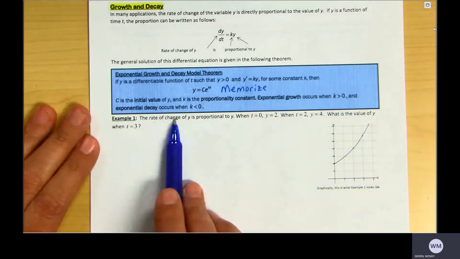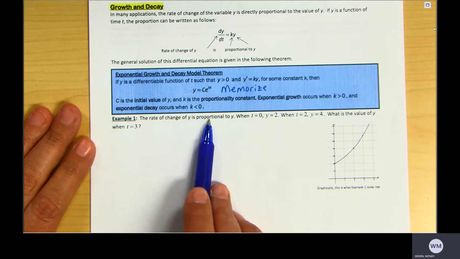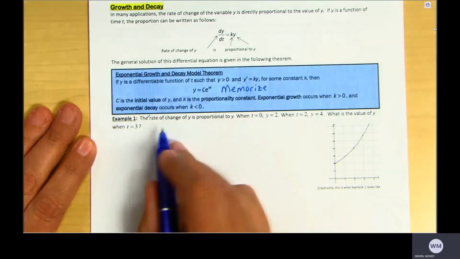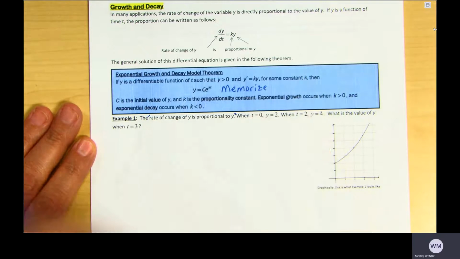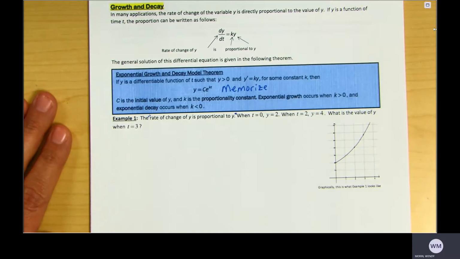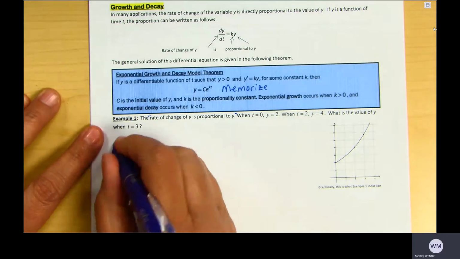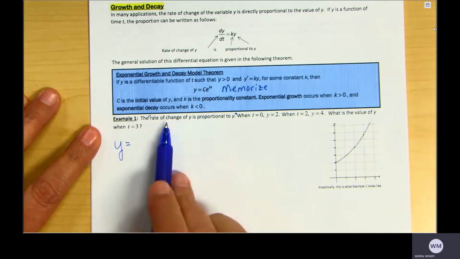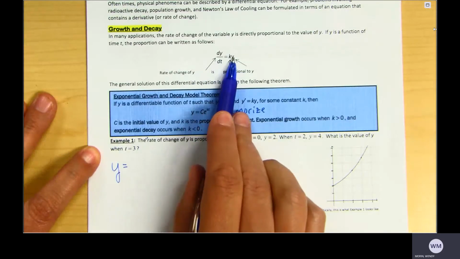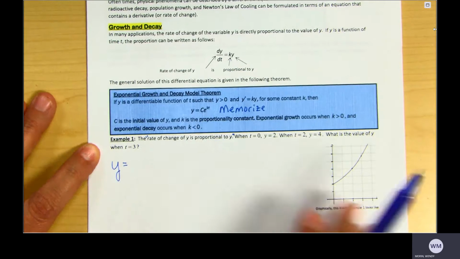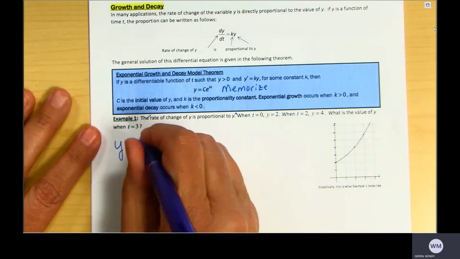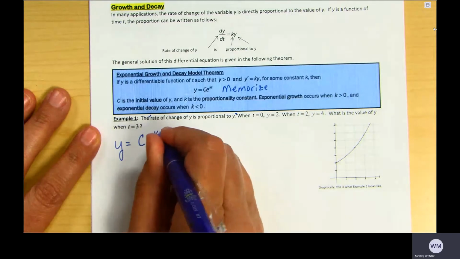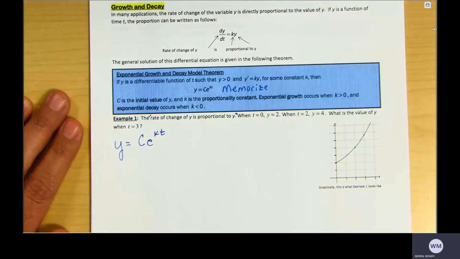It says the rate of change of y is proportional to y. So that's what you want to look for. The rate of change of y is proportional to y. So anytime you see that, you want to use the antiderivative. Okay, this right here, the antiderivative, is equivalent to this. So we can just memorize that. I'll prove it to you later if you really want to. All right, so we're going to use this.